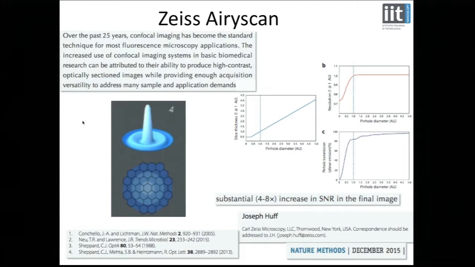I think they've sold quite a lot of these now, doing very well. I've got no commercial interest with these guys, although they are nice enough to mention my name every now and then in some of their things. So that's the Zeiss Airy Scan.